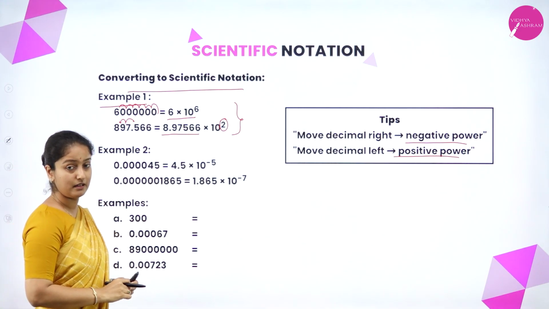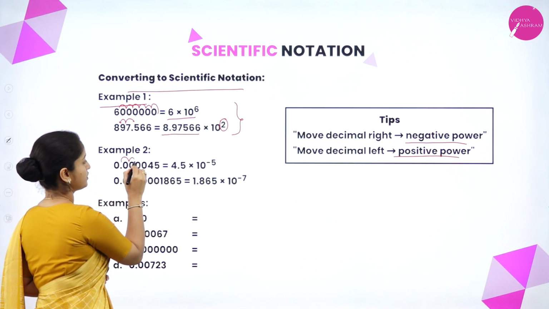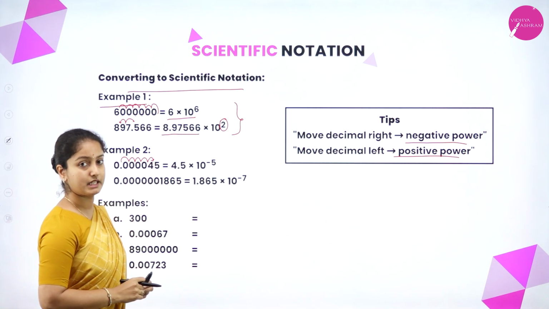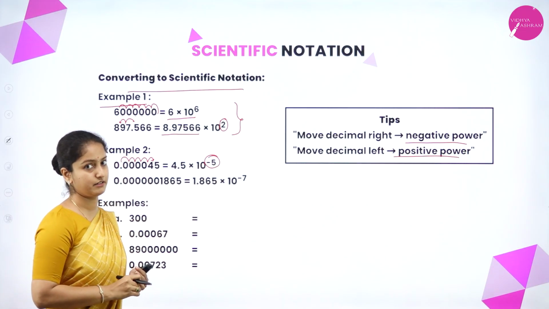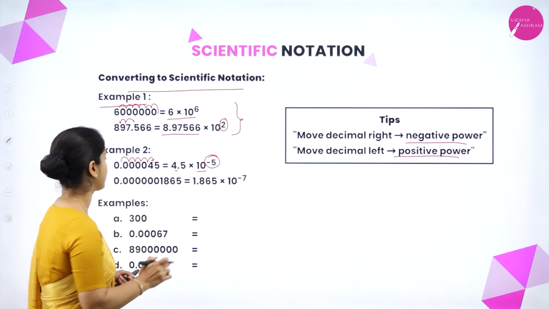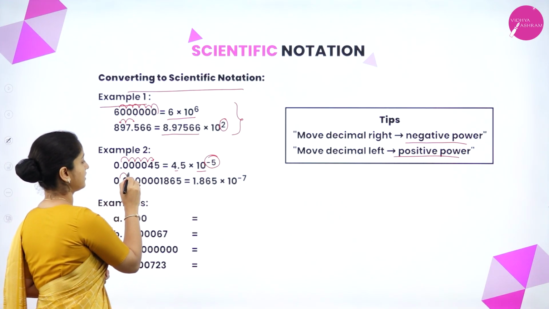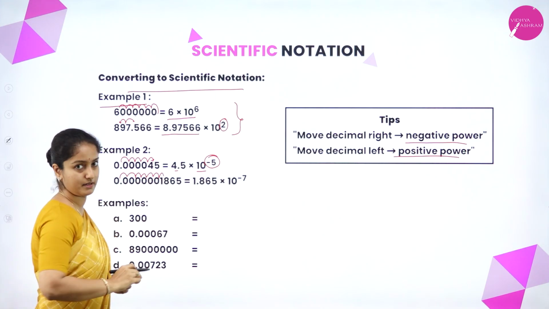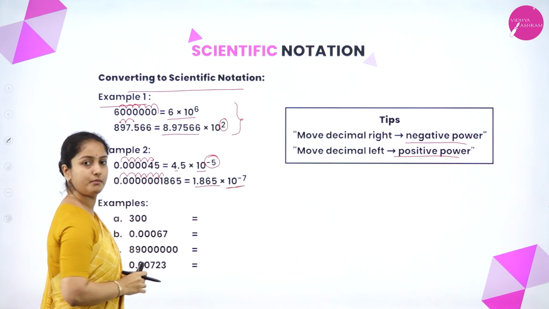0.000045 is an example. Now, you have to shift the decimal. How many times? We'll calculate 1, 2, 3, 4 and 5. It is 5. But here, since we are moving it from left to right, the exponent should be a negative value. So, it becomes 4.5 into 10 power minus 5. Clear? Now, for the second one, we'll shift the decimal point 1, 2, 3, 4, 5, 6 and 7. So, that is the reason 1.865 into 10 power minus 7.